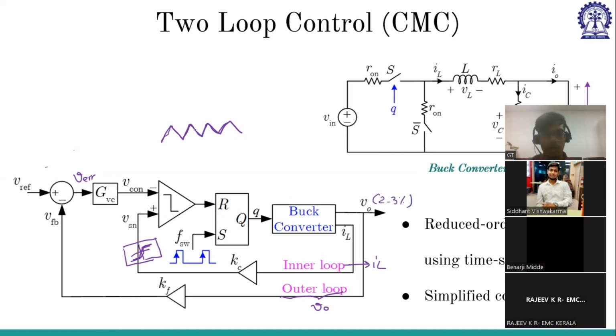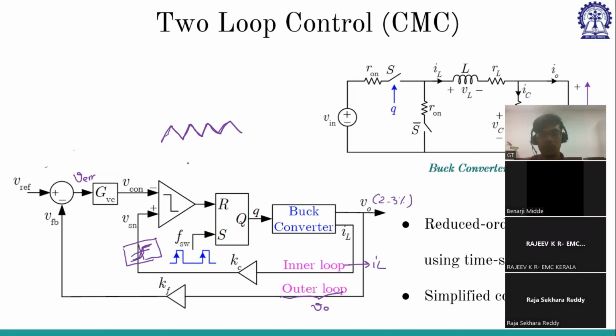So the dynamics of current is faster than V0, and because of that, the inner loop is the inductor current and the outer loop is the voltage. The thumb rule is 10 times faster, not just in this case, in any case. Because of that, the dynamics of current mode control will be reduced order dynamics, and it will also simplify the controller design. Because of these benefits, we might go to current mode control. I hope I'm clear.